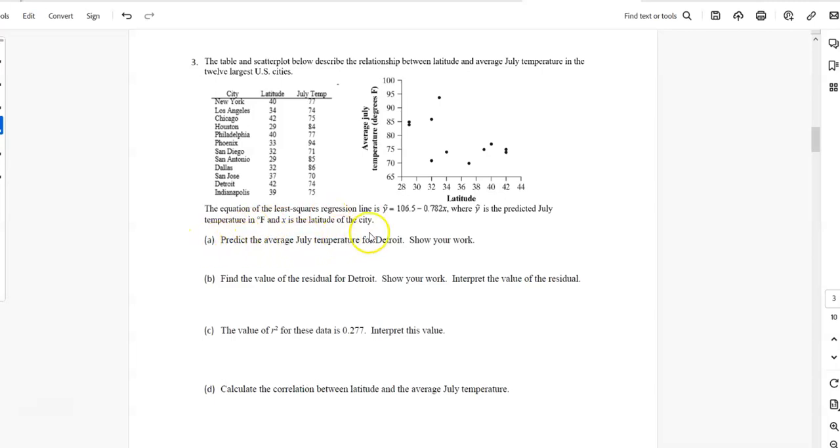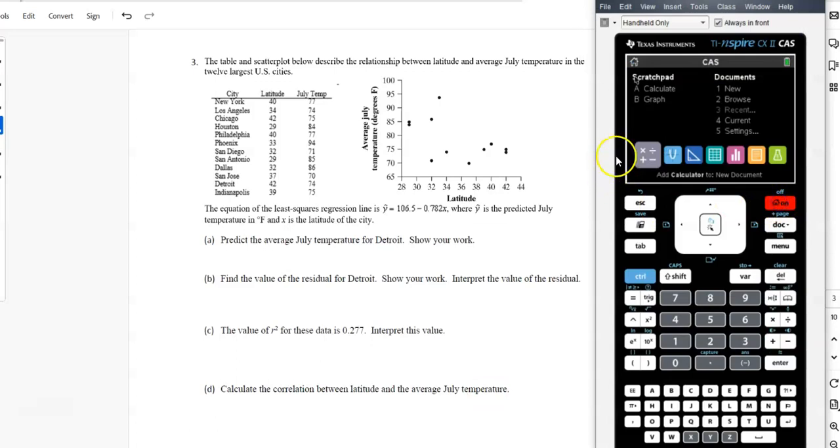Predict the average July temperature for Detroit. So we're going to use the line of prediction. It says the predicted y, or July temperature, is just going to be 106.5. So we're just going to get our calculator out and type this in there.